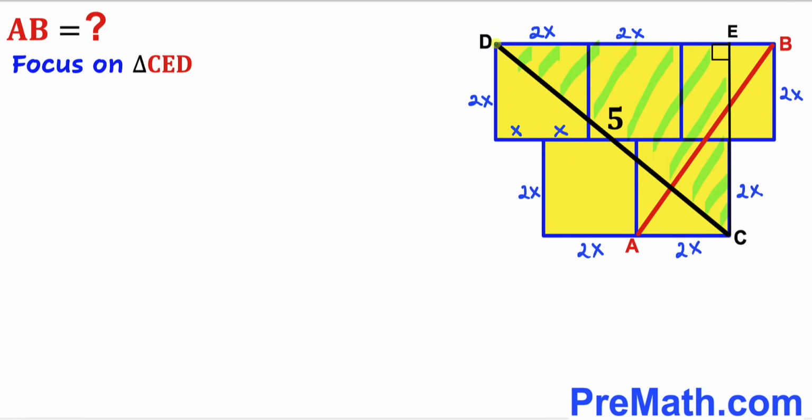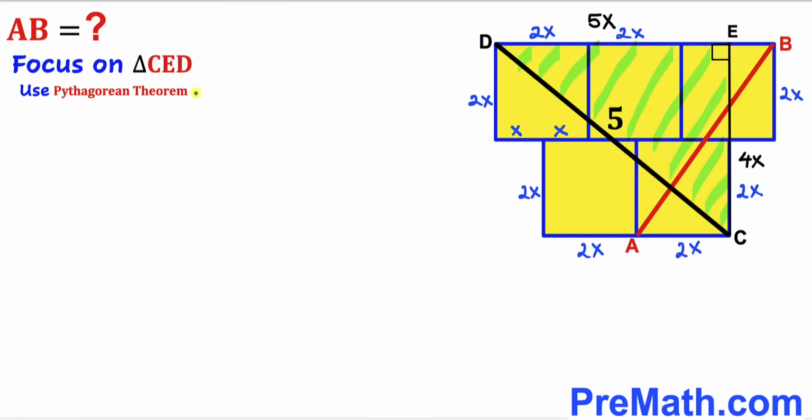And now let's focus on this side DE. This whole length is going to be 2x plus 2x, and this tiny length is going to be x. That is going to make it 5 times x. And likewise, this side CE is going to be 2x, and this side is 2x as well. That is going to make it 4 times x. And furthermore, we know that this diagonal CD is 5 units.